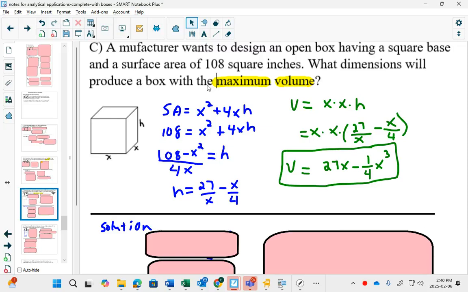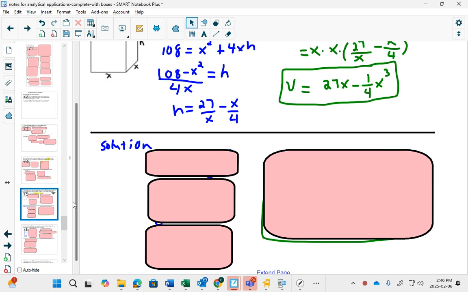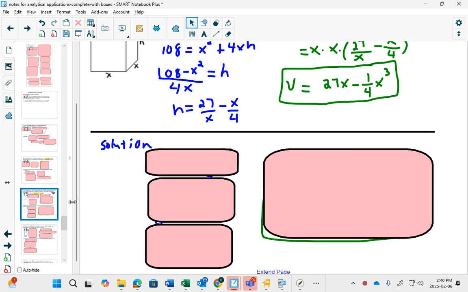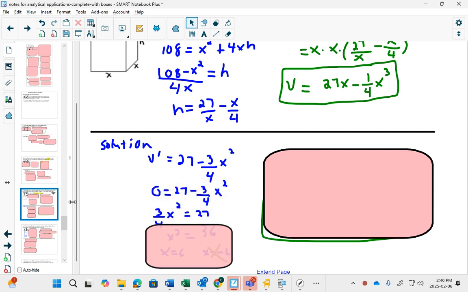We want that volume to be as big as possible. So we take the derivative. This is like curve sketching. We're trying to find maximums and minimums. But in this one, we want to find the maximum. So I take my derivative, set it equal to 0, and solve.